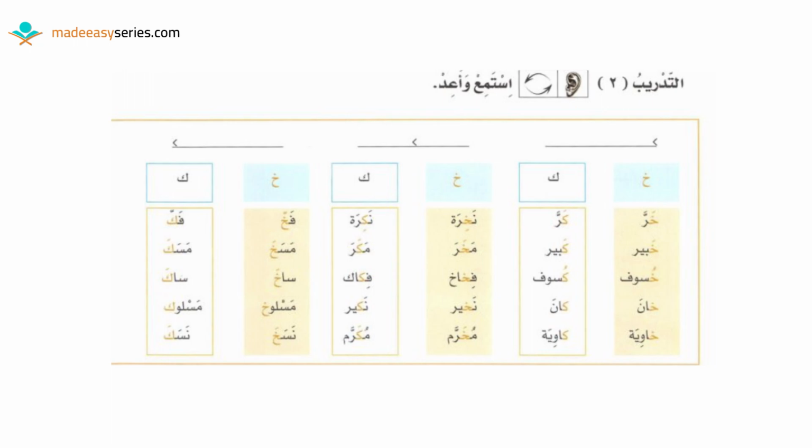Then let's go to kha and kaf when they are at the end of the word. Fakha, fakka. Masakha, masaka. Sakha, saka. Maslukh, masluk. Nasakha and nasaka. Now let's go to the next activity.